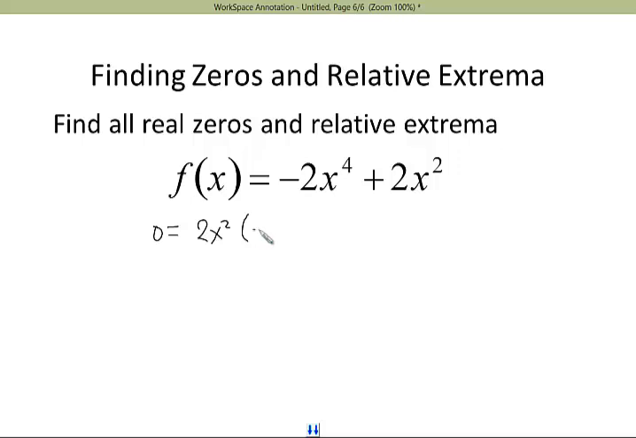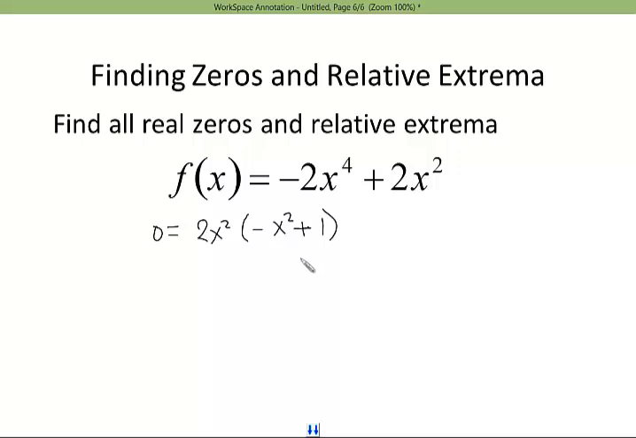Factor 2x squared, I get a negative x squared plus what times this will give me this? I believe that's a 1. Right? If I distribute that, I should be able to end up with what I started with. That's how you factor. You multiply it out, you should end up with what you started with.